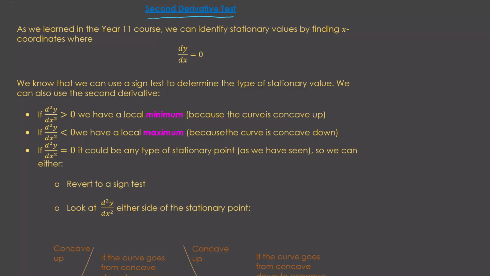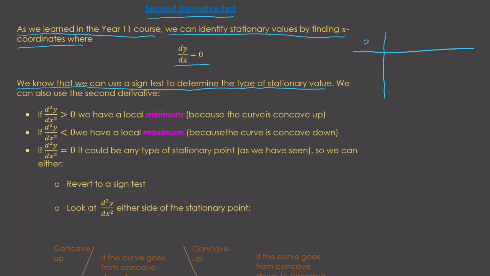Second derivative test. As we learned in the Year 11 course, we can identify stationary values by finding x-coordinates where dy/dx is equal to 0. We know that we can use a sign test to determine the type of stationary value. Just as a reminder, you normally make a table of x and dy/dx, say you've got a turning point at 2, and then look at 1 and 3. dy/dx is 0 at 2, and let's say you get a positive followed by a positive, then it goes like that, and you can see that you've got a point of inflection.